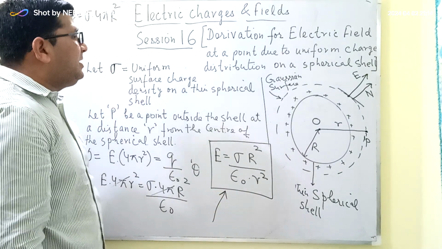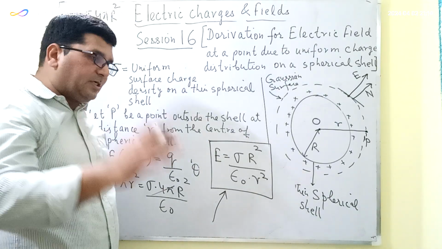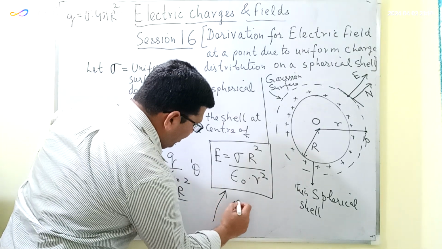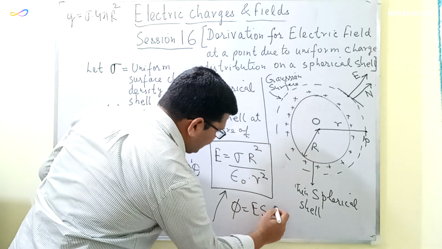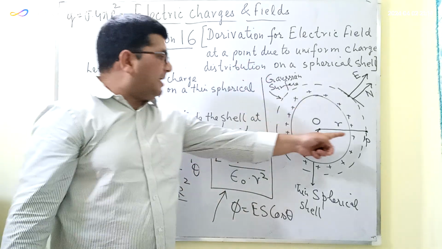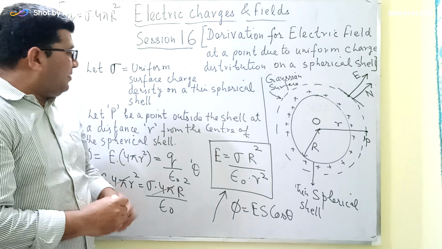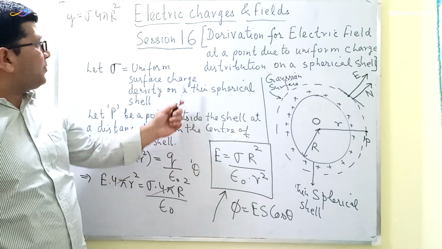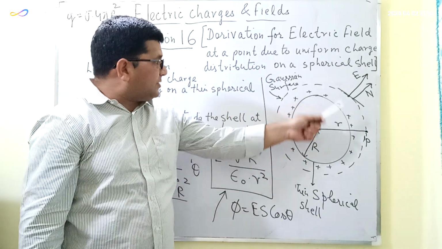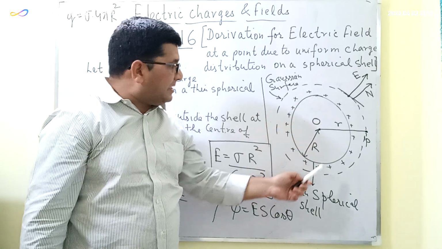So here you have to use the concept of the Gauss law, and with the help of the Gauss law and the formula, that is flux is equal to ES cos theta, we were able to find the value of the electric field at this point P, which is lying outside this thin spherical shell. So I hope that you must have understood the derivation of this electric field due to this uniformly distributed charge on the outer side of this thin spherical shell at this point P.